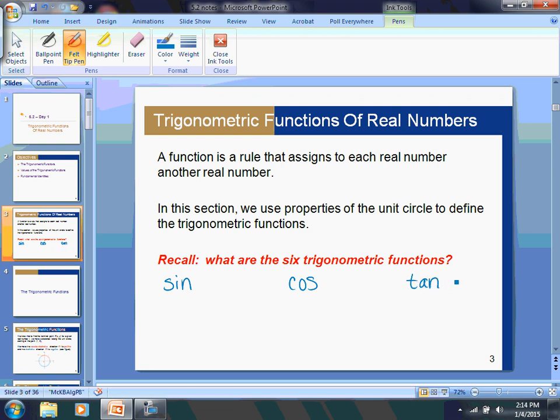Now when you were in geometry, you probably learned the little phrase SOHCAHTOA. And that was kind of a mnemonic device to help you remember what the ratio was for sine and cosine and tangent. So the sine of any given angle is going to be the same as the opposite over the hypotenuse. Now remember, in geometry, this was all related to right triangles.